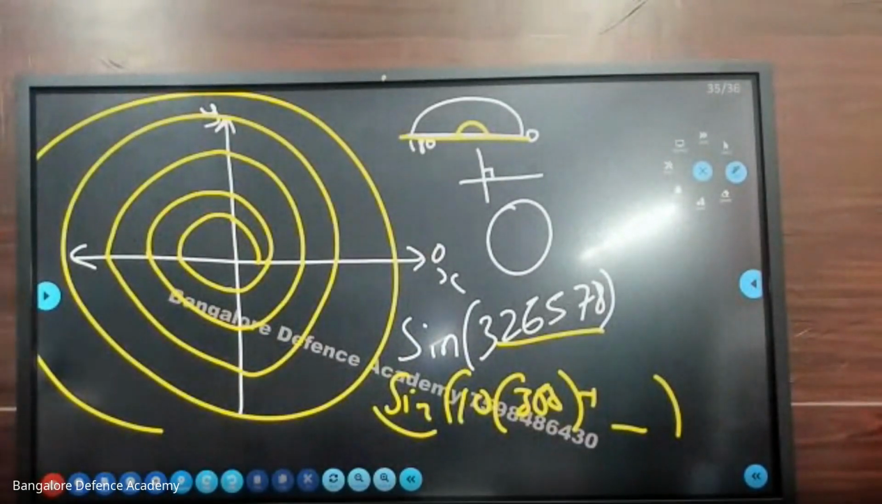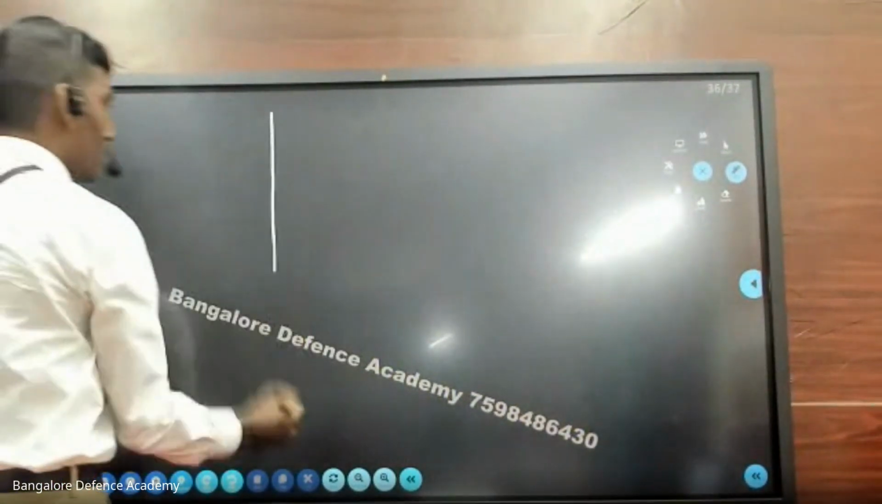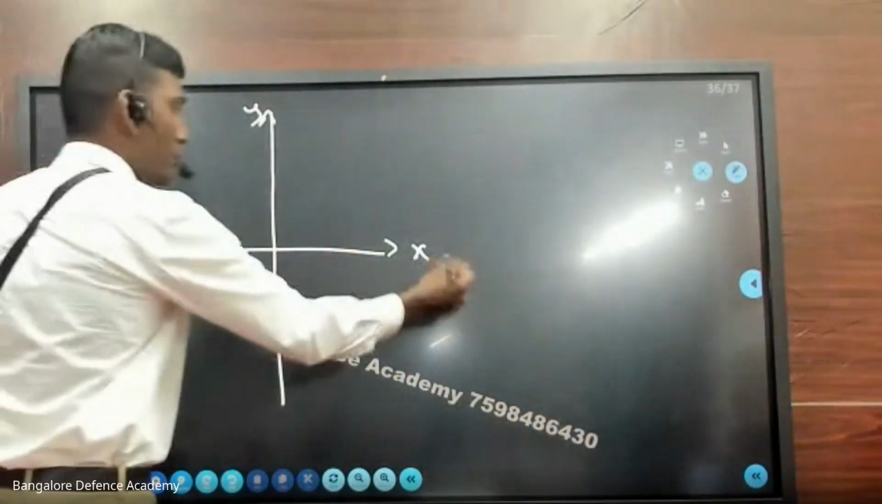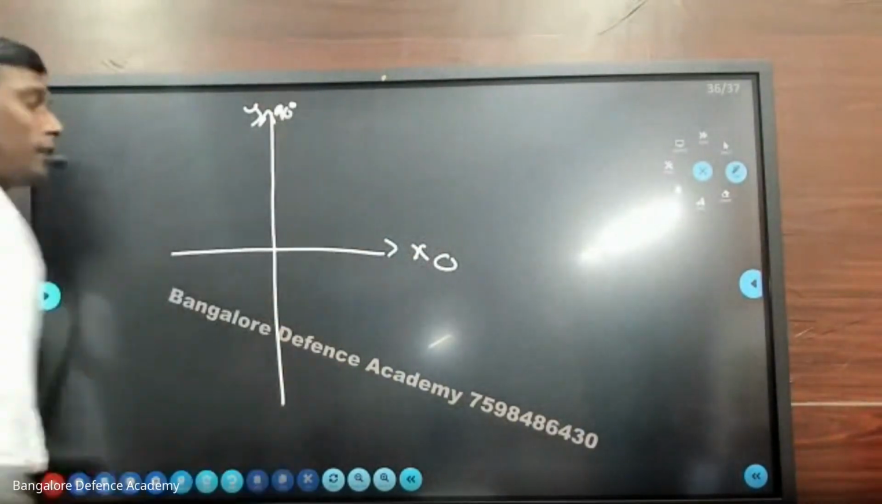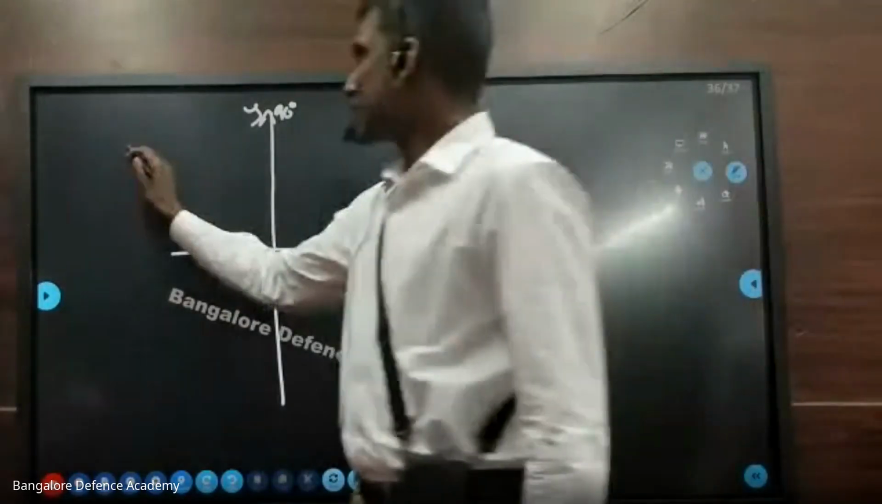Okay. Now there is good news. Don't worry. There is good news. Imagine this is the x-axis and this is the y-axis. This is 0 degree and this is 90 degree. Okay. Now the syllabus for your examination. Those who are studying 10th.